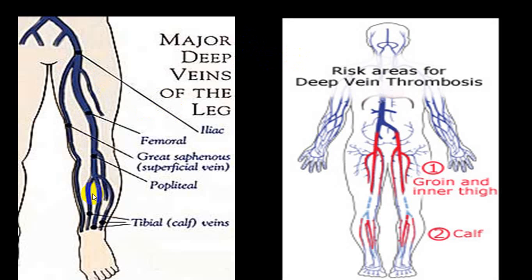Mainly the veins of the calf muscles are most commonly involved. We call it the great saphenous vein, and then it can extend proximally, involving popliteal, femoral, and then iliacs. And it can even involve the inferior vena cava. So the most common involvement is of the calf muscle, then it can extend into popliteal, femoral, iliacs, then can extend into IVC.